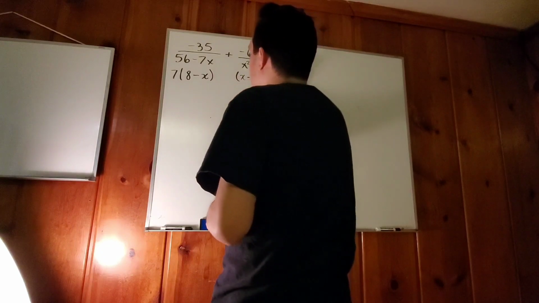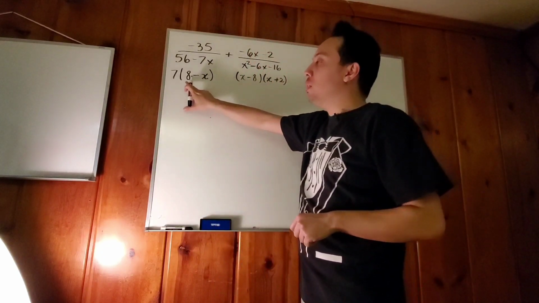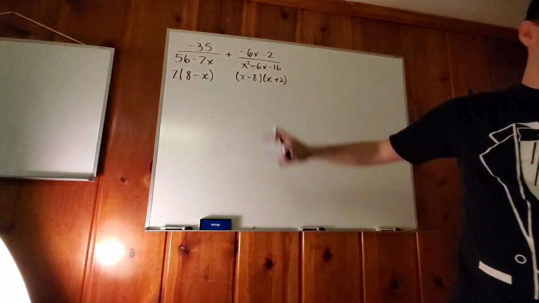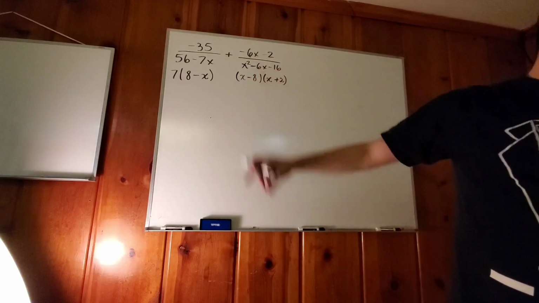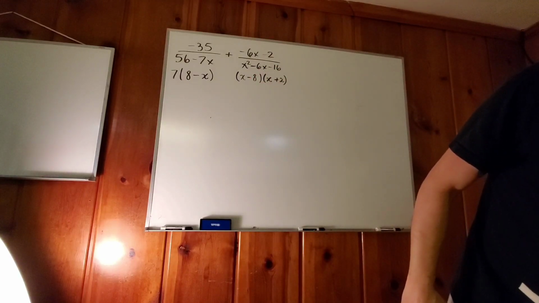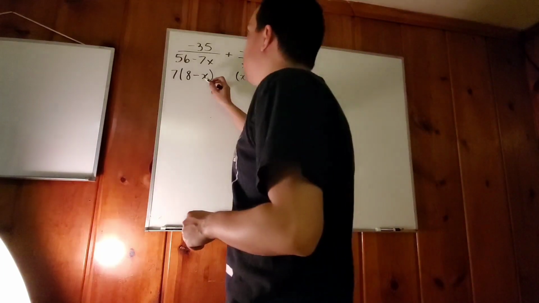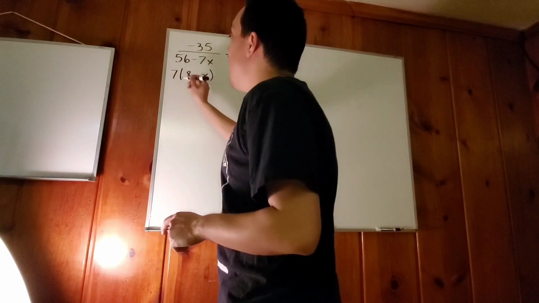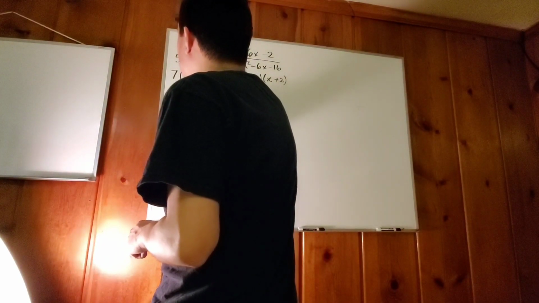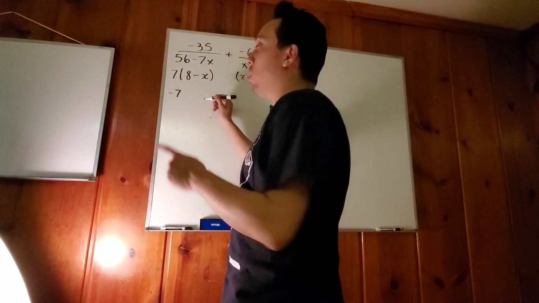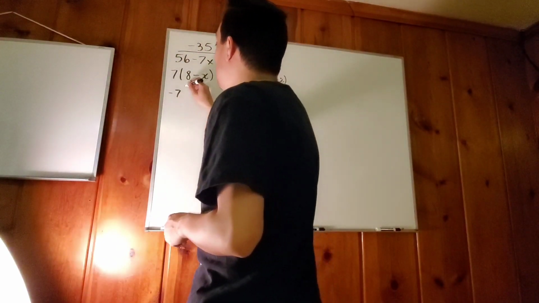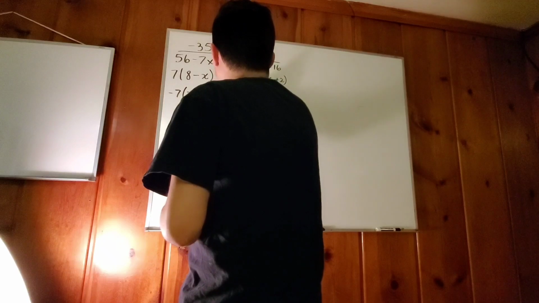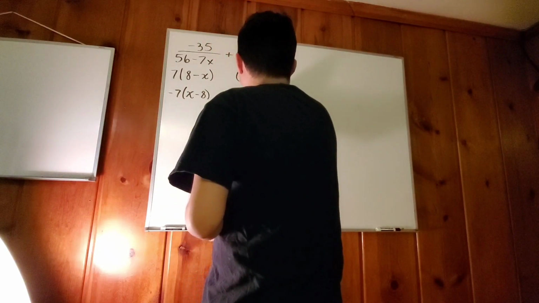Okay, so if we look here, we have a little bit of a problem because in here is 8 minus x, and in here is x minus 8. So in one it's 8 minus x, and the other one is x minus 8. So again, what we're going to do then is factor out a negative 1. So it's going to be negative 7, because 7 times negative 1 is negative 7. And then in here is going to be x minus 8. And then in here it's going to be x minus 8, x plus 2.